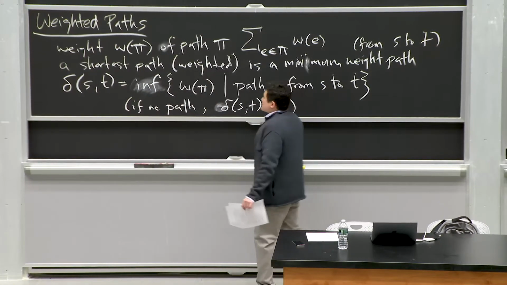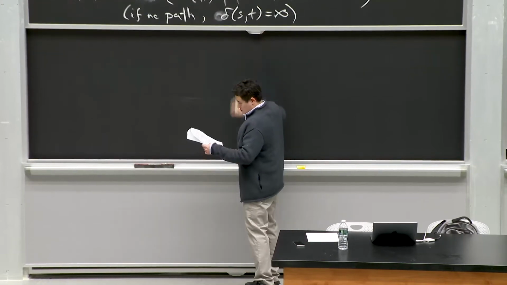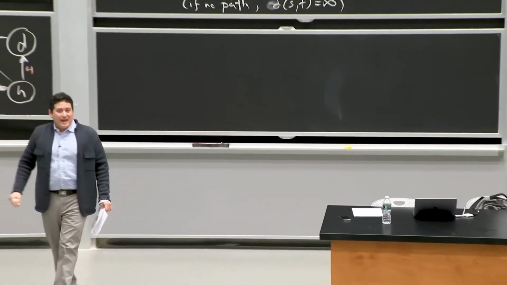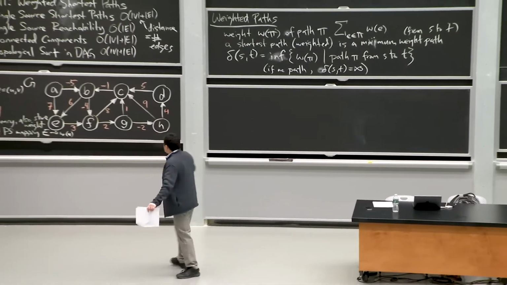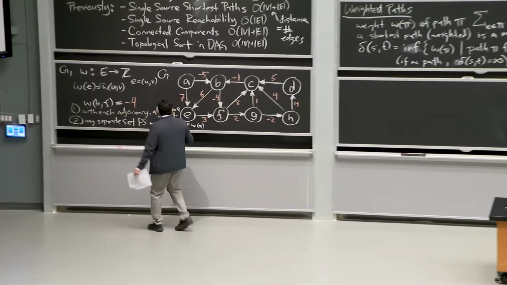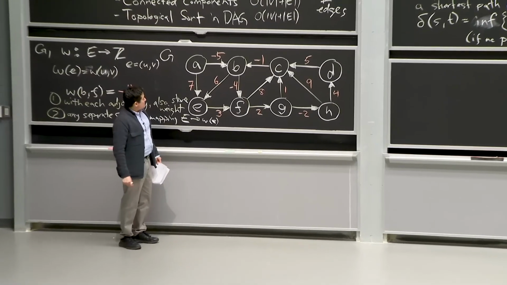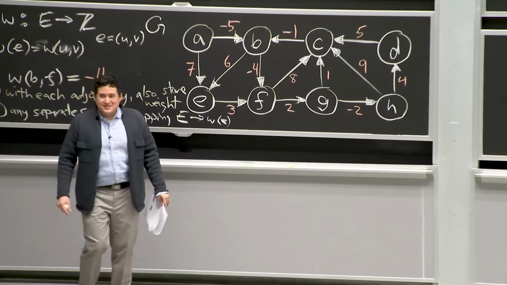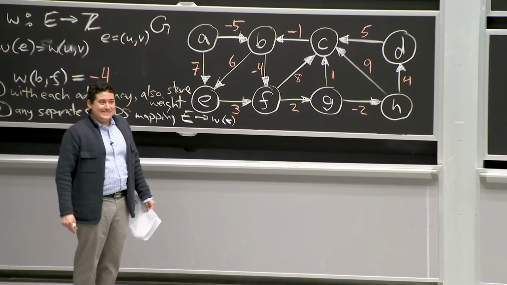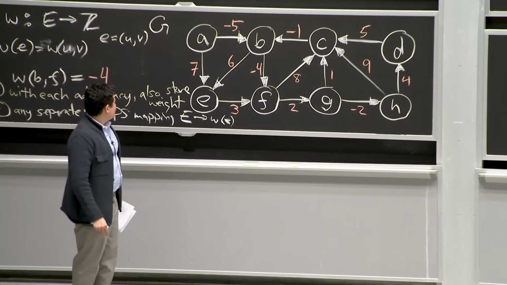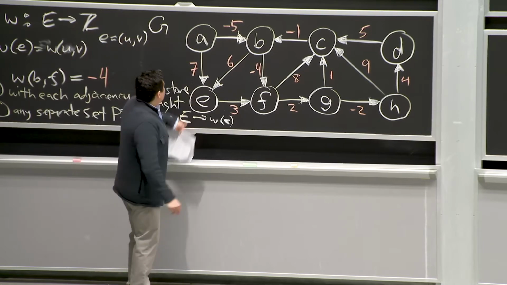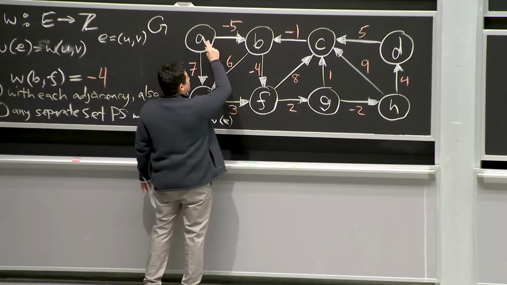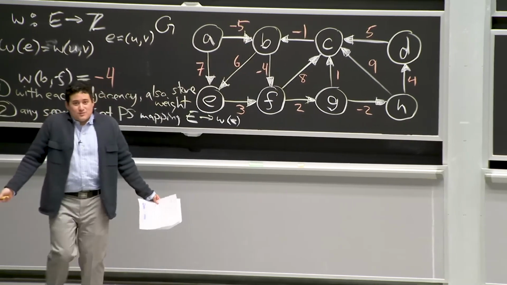So when does that occur? When could we have our shortest path go through lots and lots of vertices? Well, let's take a look at this example here. Can someone tell me what the shortest path is from A to actually any vertex in this graph? Yes. Ah, okay. So we could look at this path to B. Let's just take a look at B. I have a path going from A to B that is minus 5. Okay, that's pretty small, right?